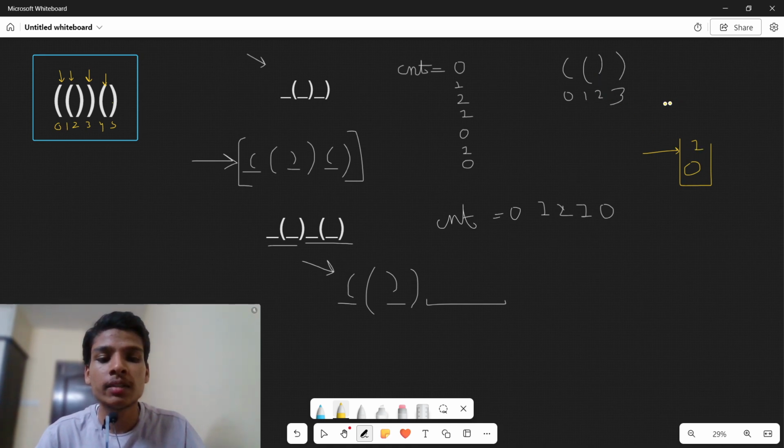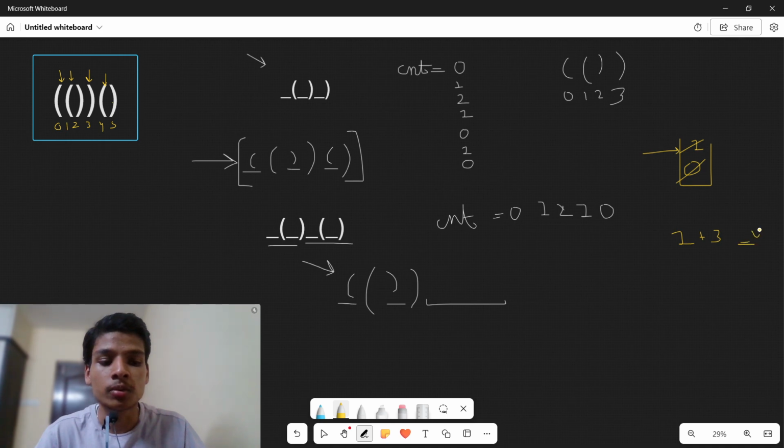Just store the difference between them, because your current index is 2 and the top of the stack is 1. The difference is 1. Yes, and pop it out. And now you're on this index, that is 3. What is the difference between 3 and 0? That is 3 only. Okay, yes. So just add 3 to your answer and pop this 0 also.